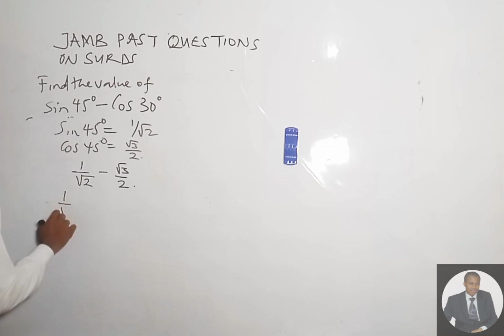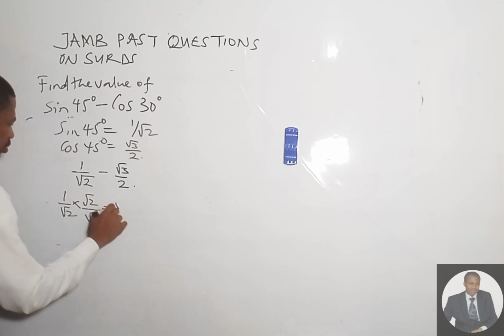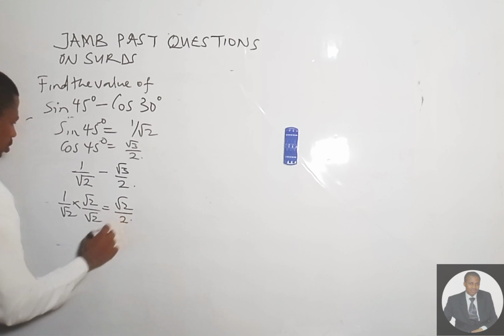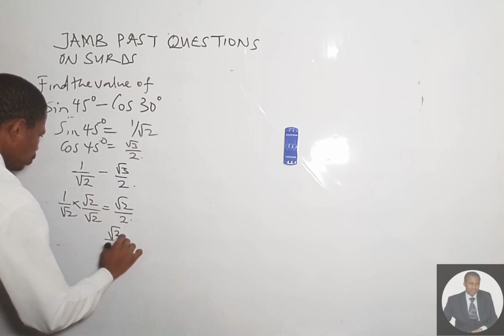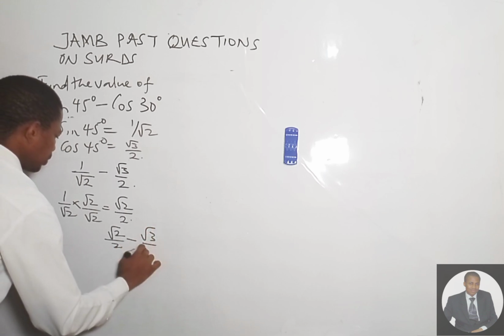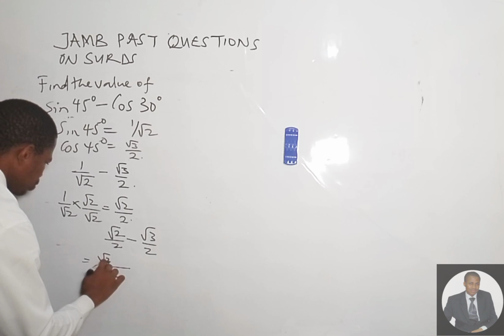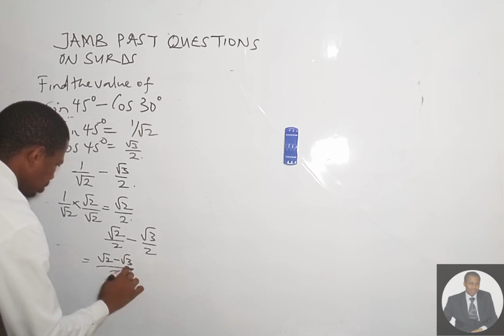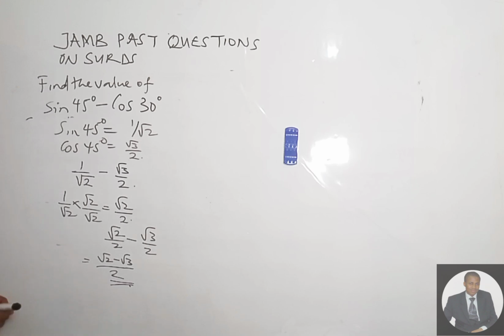So 1 over root 2, if we rationalize, it will give us root 2 over 2. So what we have here is root 2 over 2 minus root 3 over 2. The lowest common factor is 2. So what we have is root 2 minus root 3. So this would be the answer that we have, root 2 minus root 3 over 2 for this particular question.